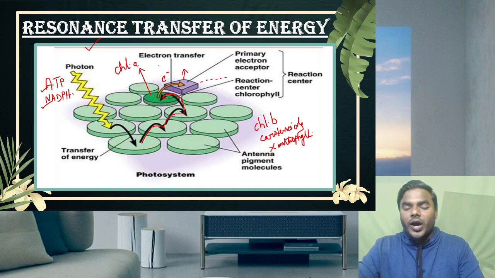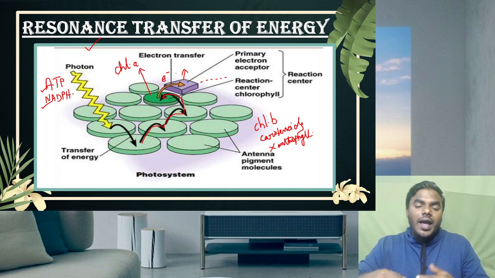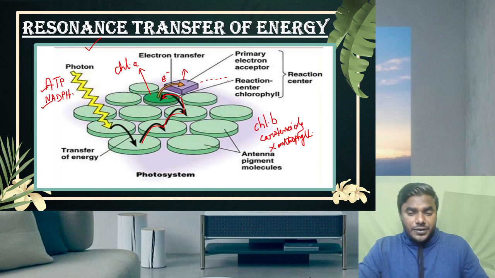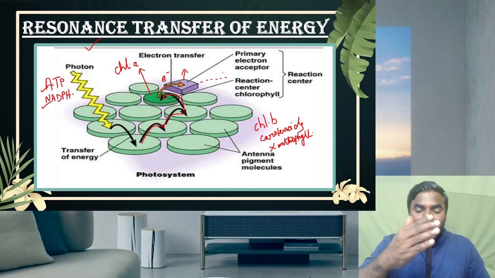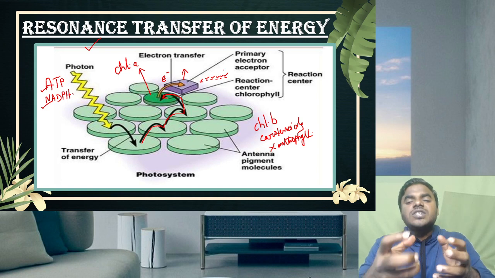Friends, now this is the point. Who is going to accept this excited electron? In the next slide, I will explain. This excited electron is accepted by several electron acceptors. Now here comes a unique point. Whenever an electron moves from one electron acceptor to another electron acceptor, it loses certain energy.